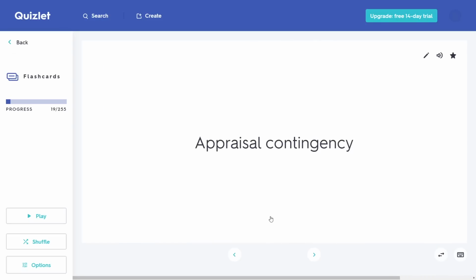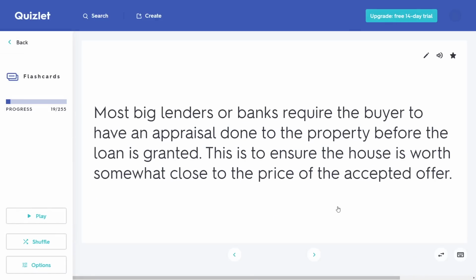Okay, appraisal contingency. So think that one over. Use your brain on this one and really get into it. Okay, figure it out. So I'm going to go through this one kind of fast since the last one we already explained what an appraisal is. But with an appraisal contingency, the way this works is most lenders or banks require the buyer to have an appraisal done to the property before the loan is granted. Now, this is to ensure that the house is worth somewhat close to the price of the accepted offer.